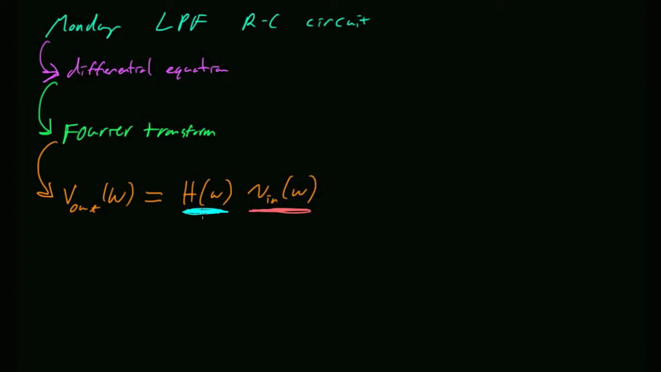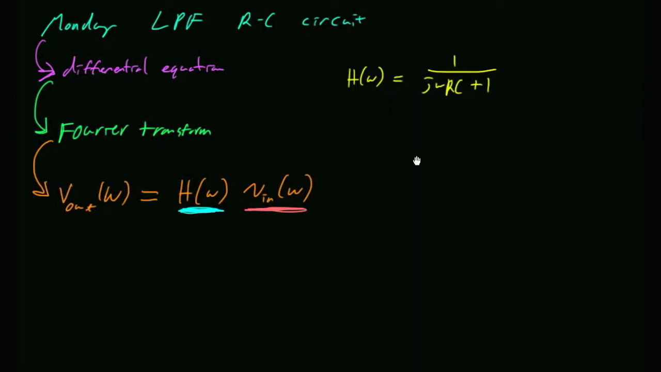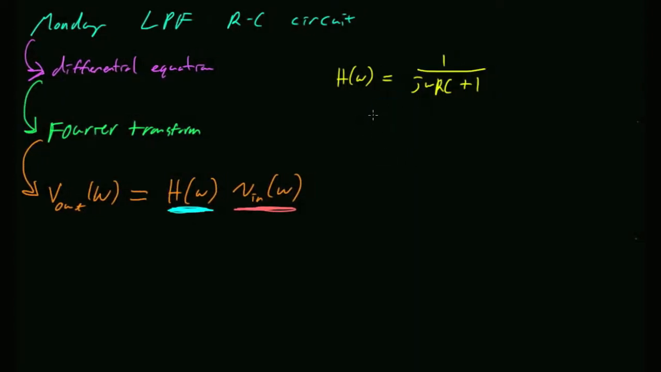So in other words, for the low pass filter, we calculated that our transfer function was 1 over j omega RC plus 1. That's what we got when we manipulated the low-pass filter. And if you were to plot the magnitude of H of omega, you would find that it looks like that. At low frequencies, the magnitude is 1, and at high frequencies, the magnitude is 0, or very small.